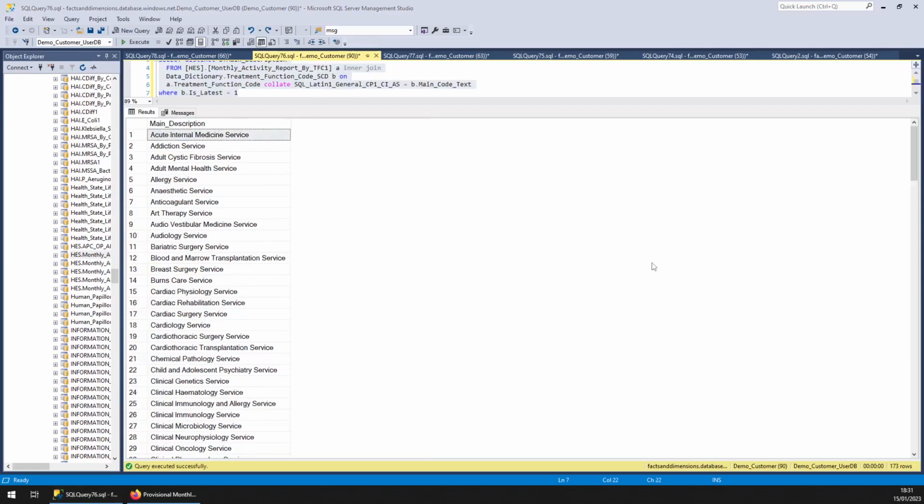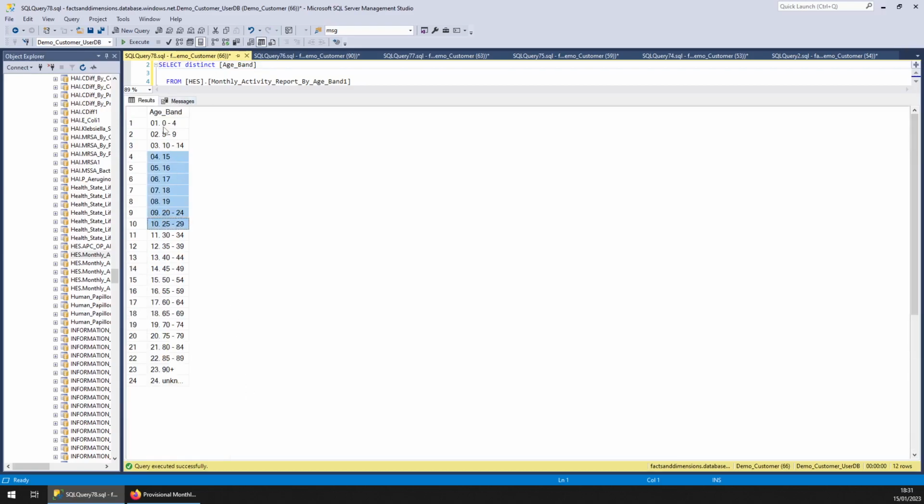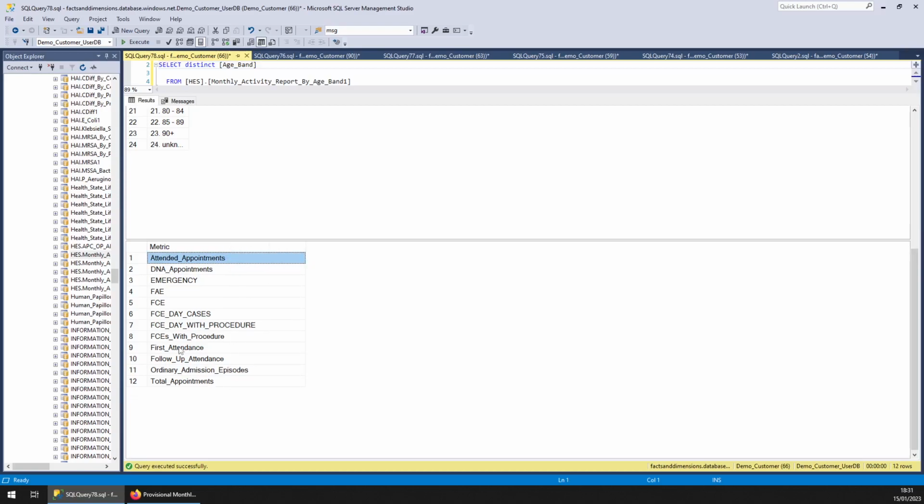across the NHS. And also there is the one by age band, where you've got all the age bands. There you go, 5-year age bands. And also by these metrics and by month again. So very detailed, definitely worth a look.